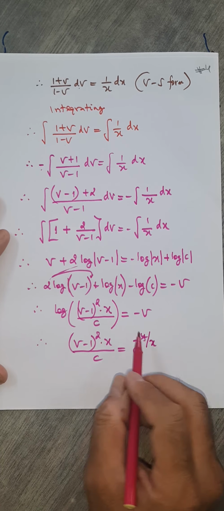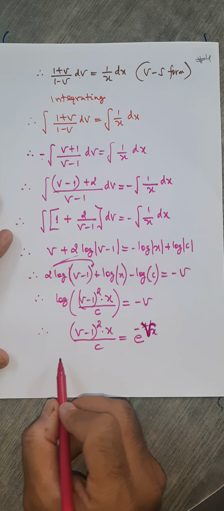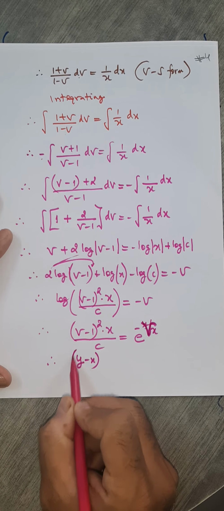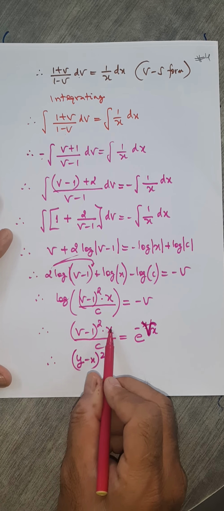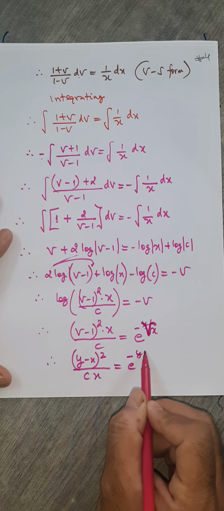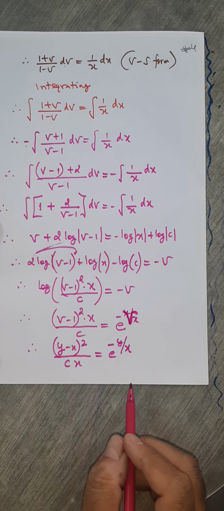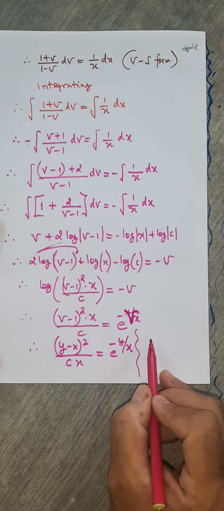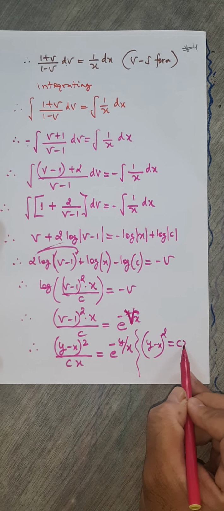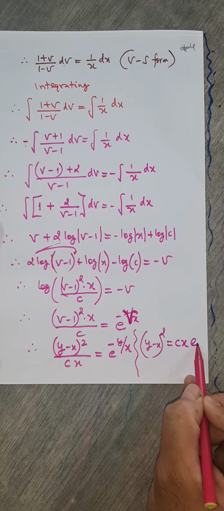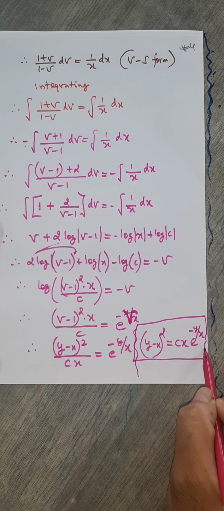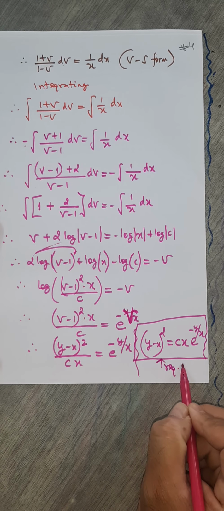I'll keep v here right now, and then I'll place the value. So (y minus x) the whole square upon x square, that will get cancelled with this x. So you are getting cx equals e raised to minus y by x. And therefore finally, (y minus x) the whole square equals cx into e raised to minus y by x. This is the required solution, remember, where c is an arbitrary constant.